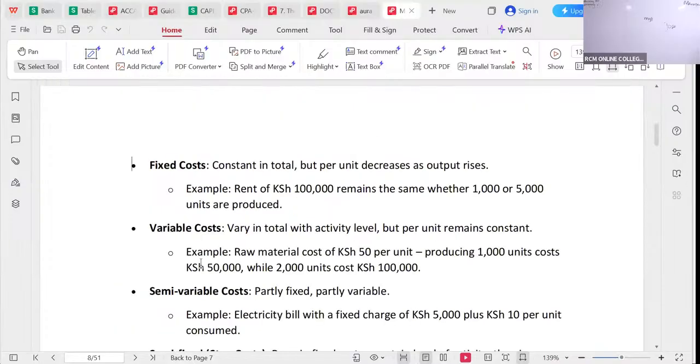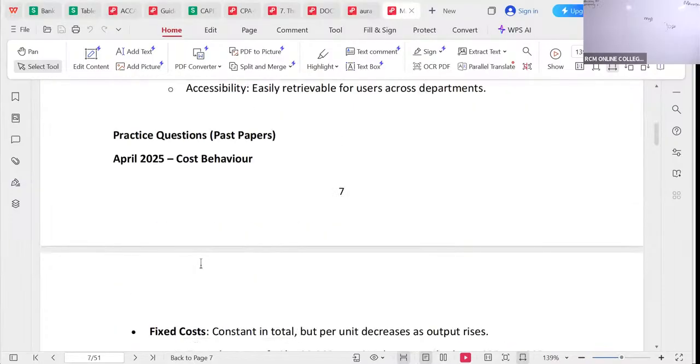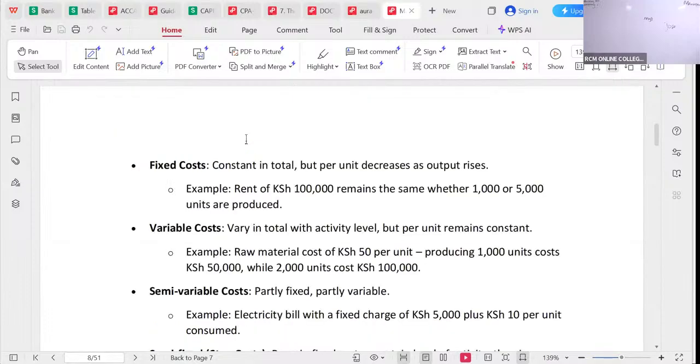Now we can go, ladies and gentlemen, to past paper questions. We start with April 2025, where they asked us about cost behavior. Do you have the question? Do you have the question itself, like a past paper? Seems they don't have it.